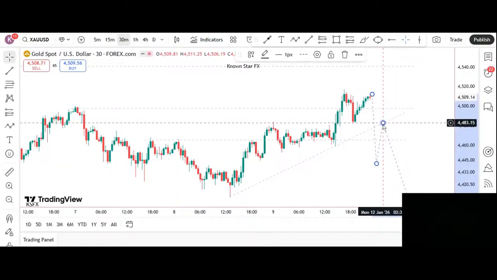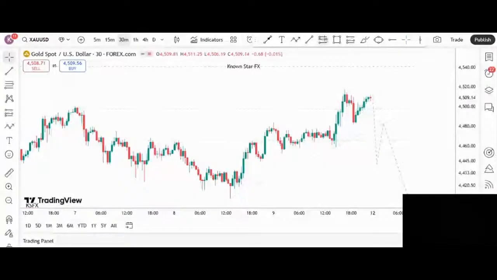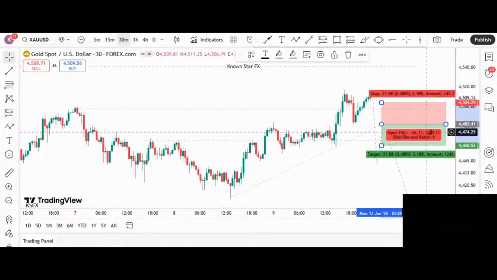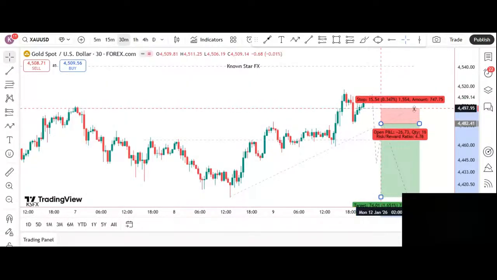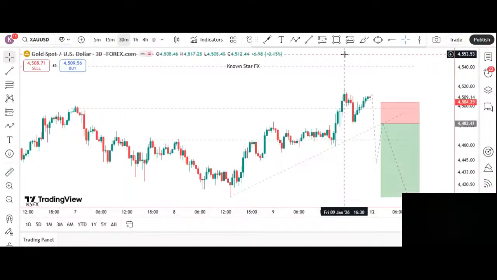So that's the only scenario where we can be looking to get in from here, and target this level first, right? Stop loss will be above the trend line as well. Are we together? We're on the same page now. I want the same page. So I think I've been able to answer that.